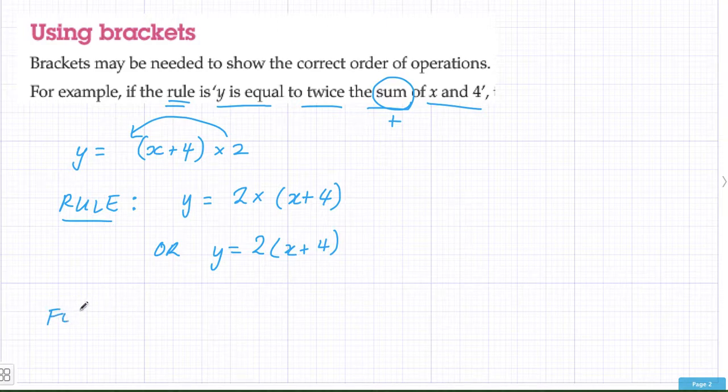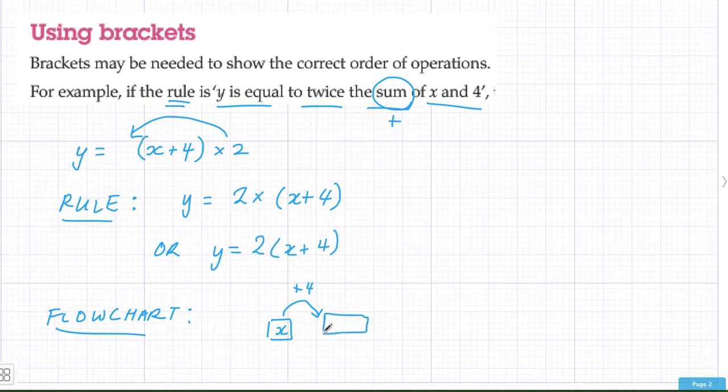Now if you were doing a flowchart for this example, what you would need to do is have x to start with. We always start with the unknown on the right side. What is happening to it? Well, inside the bracket we would do that first. So we would add 4 onto x first. That would give us this x plus 4 inside the bracket. The next thing we would do is we would multiply by 2. So we would end up with y after that. They're the two things that are happening to x, adding 4 and multiplying by 2.